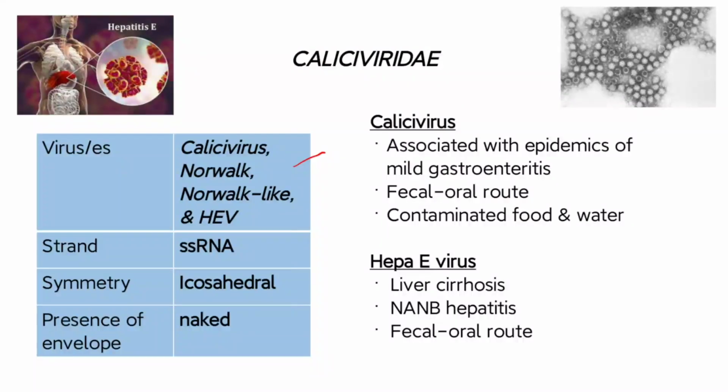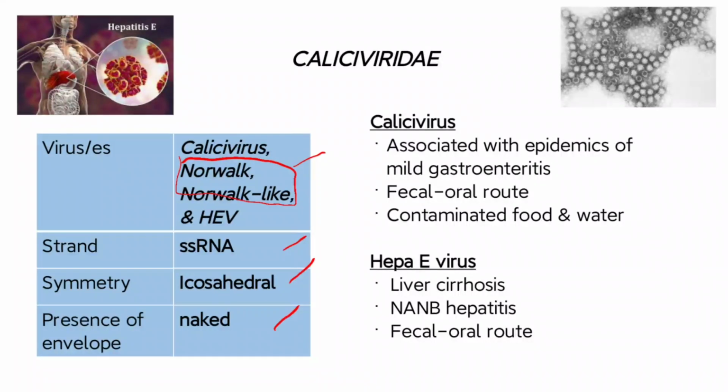However, we are not going to discuss Norwalk na, no? Because this is technically dito sa UK, sa US, dyan siya common. So, sa bansa natin, hindi common ang Norwalk. However, Calici and Hepa E virus, yan, madalas yan. Okay? So, sa strand niya, malamang single-stranded RNA, symmetry, icosahedral, and it is naked. Okay? Caliciviridae, meron tayong dalawa i-discuss today, calicivirus and then the hepatitis E virus.